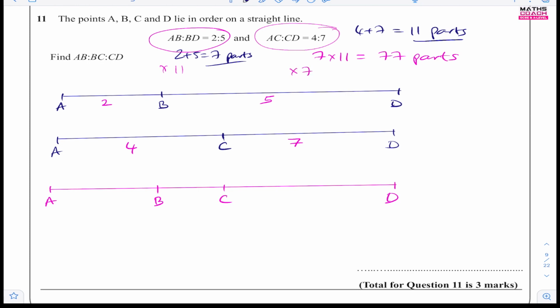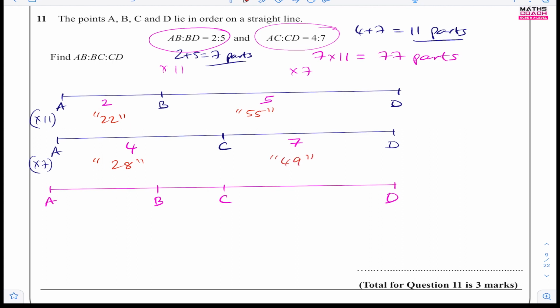So what do I mean by this? Well, if we take the first line, it's going to be multiplied by 11, and this one will be multiplied by 7. Therefore, this 2 will now become 22. This 5 will now become 5 times 11, so therefore 55. And if we go to the next line, this 4 will now be multiplied by 7, giving us 28. This 7 will be multiplied by 7, giving us 49.